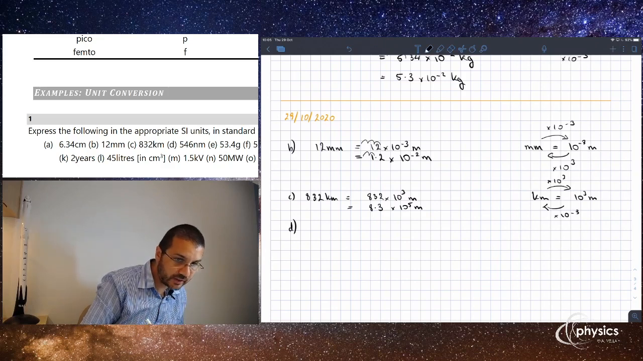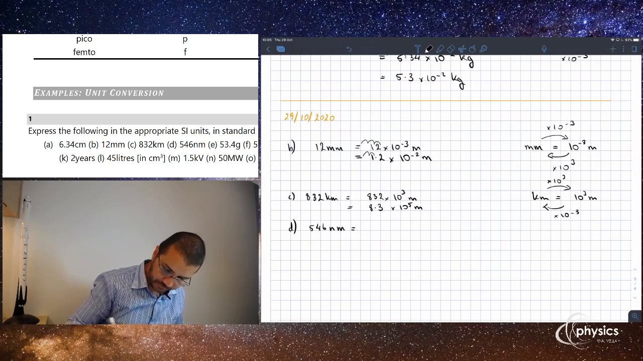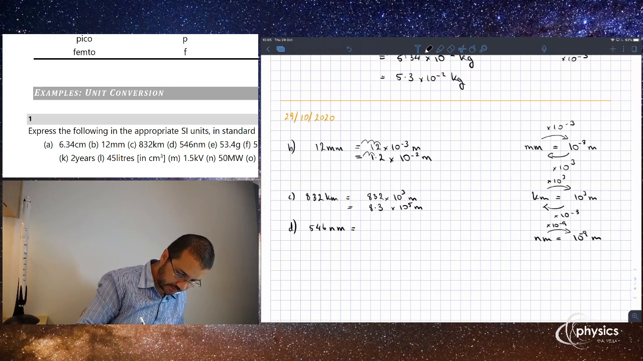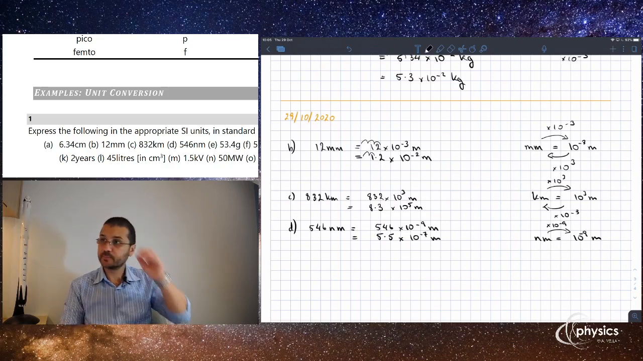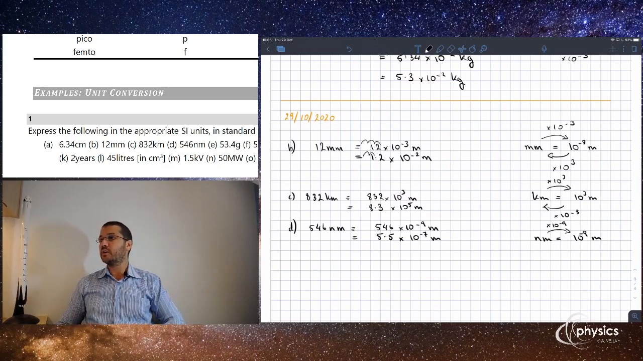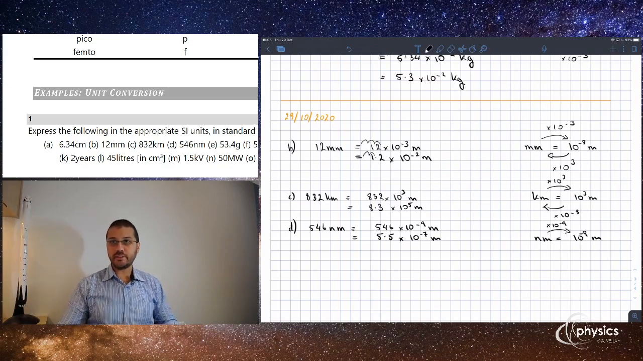We have 546 nanometers. Nanometer is equivalent to 10 to the minus 9 meters. So if we move in that direction, times 10 to the minus 9. So it's 546 times 10 to the minus 9 meters. If we arrange it, it is 5.5 times 10 to the minus 7 meters. Alright?